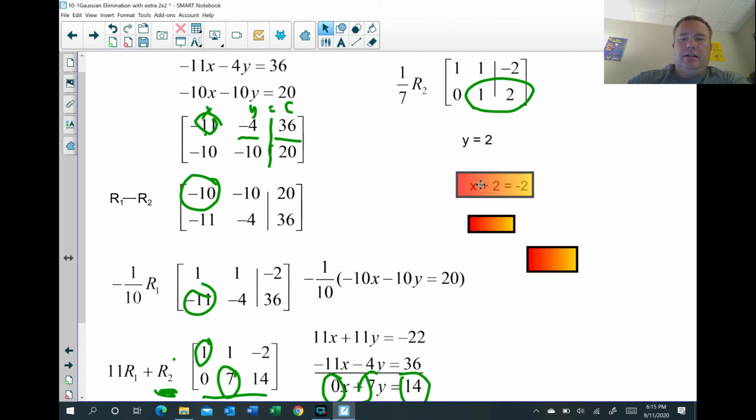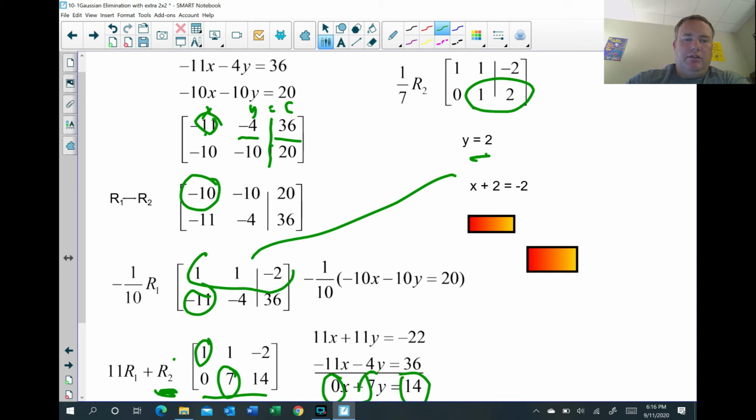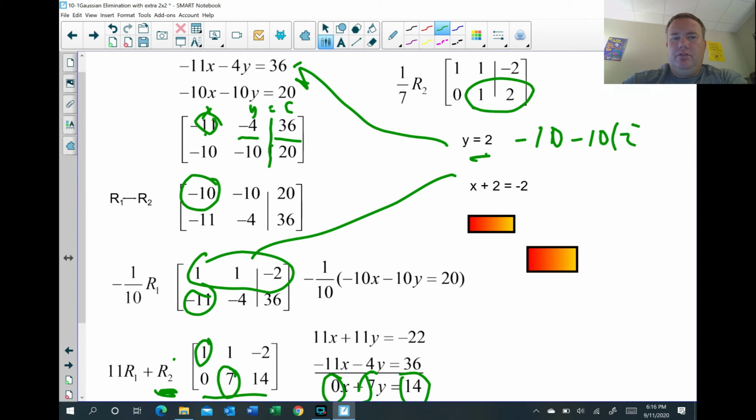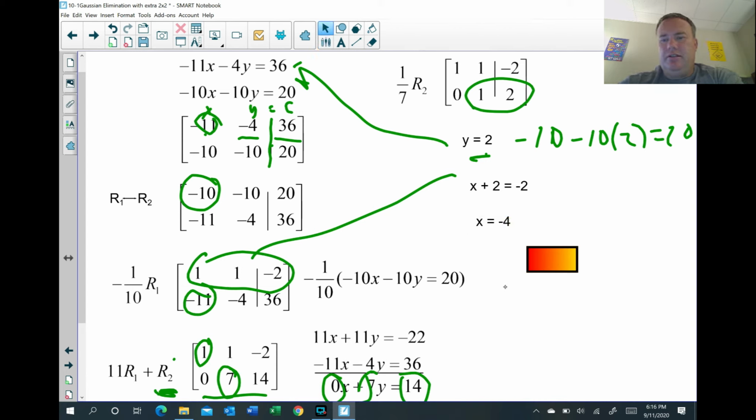Plug this back in. Now what I did, and this is really up to you, is I took something a little bit easier. I took this y and plugged it into here. You don't have to do that. You can actually plug that into one of these two original equations. I'll do the 10. I like the 10 better. Negative 10x minus 10 times 2 is equal to 20. I bet you still are solving it and get the same answer, which will be x is equal to negative 4.